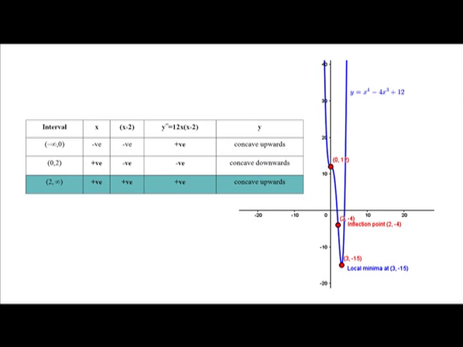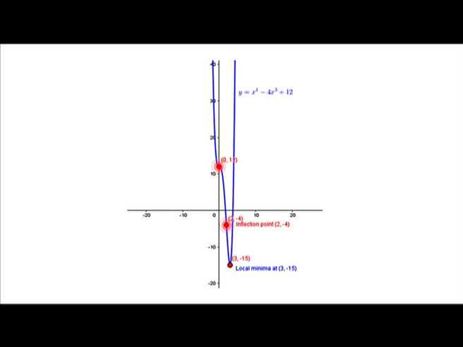In the interval 2 to infinity, x is positive, x minus 2 is positive, and hence y double dash is equal to 12x into (x minus 2) is positive, and hence y is concave upwards. Thus, it is assured that x is equal to 0, 2 are points of inflection. This completes the task of sketching y is equal to x^4 minus 4x^3 plus 12.